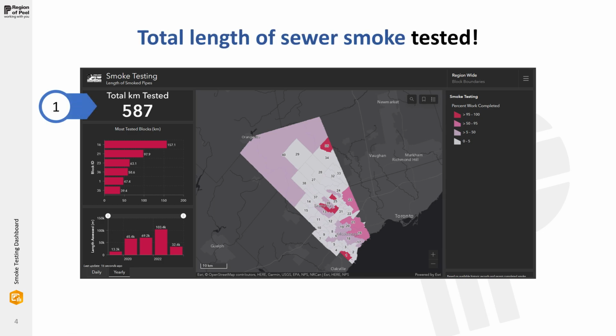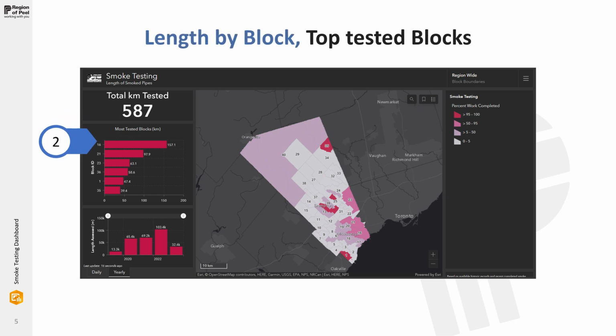As shown here, a total of 587 kilometers of smoke testing has been performed in the history of the region. The 6 blocks with the most amount of smoke testing are shown here. Currently, Block 16 with 157.1 kilometers of smoke testing is in the lead.